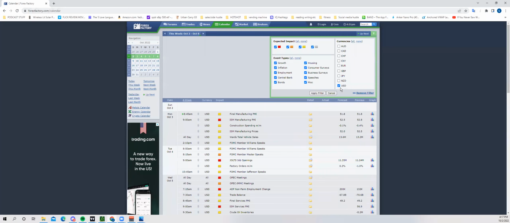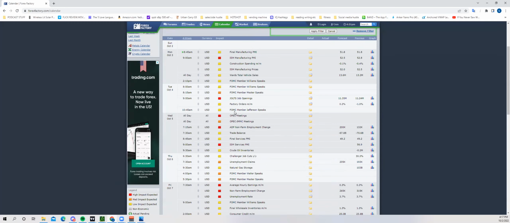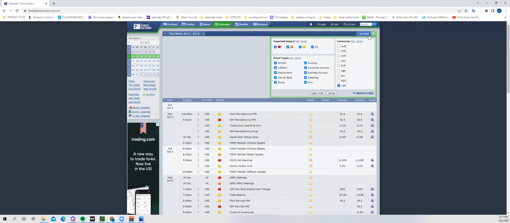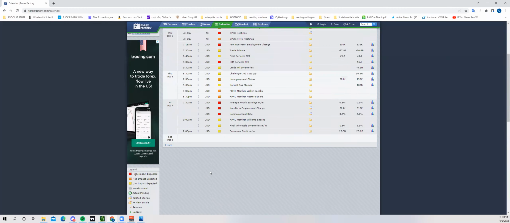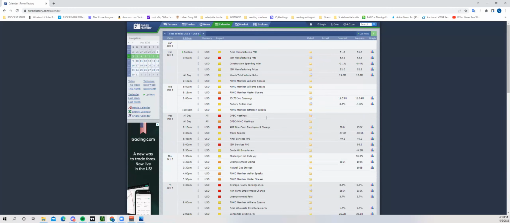All you want is the USD currency on, because it's just going to give you all US market related stuff. That way you don't have to ask when somebody is talking. When is Powell talking? When is Jefferson talking? Who's talking right now? You should have forexfactory.com/calendar in your repertoire. All right, so write it down.